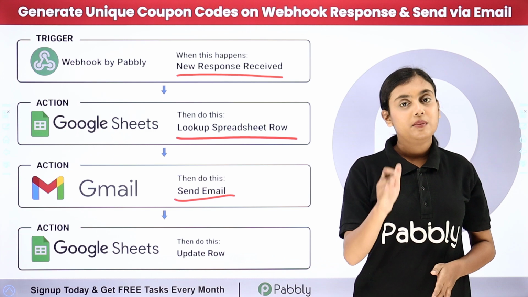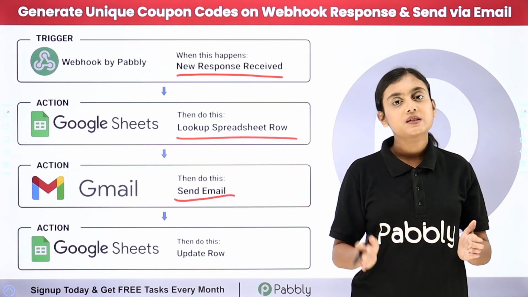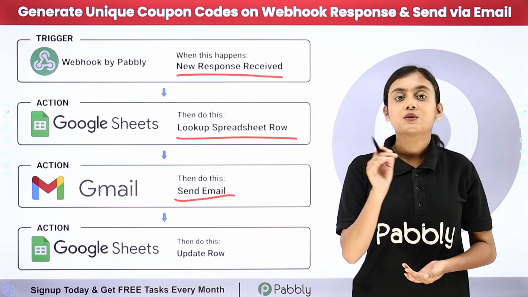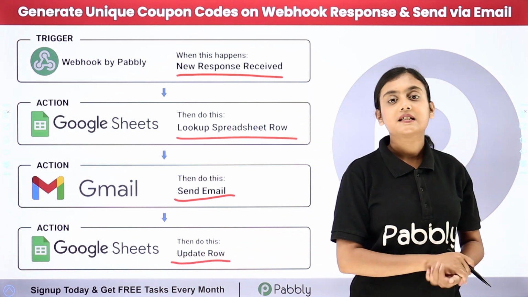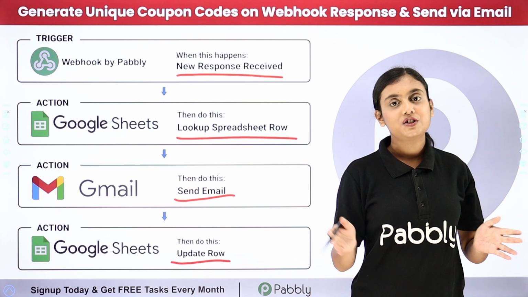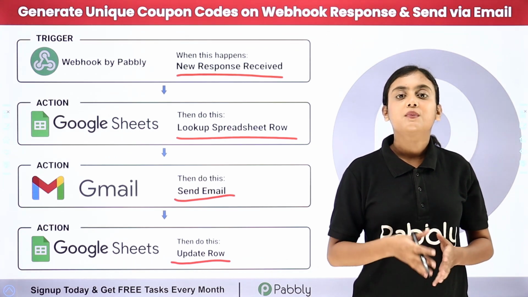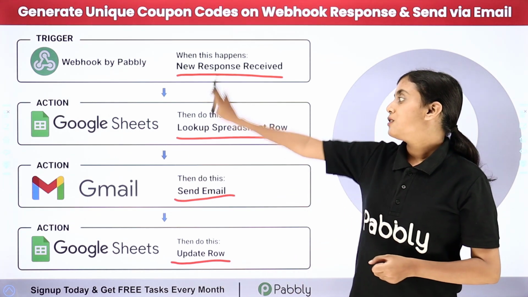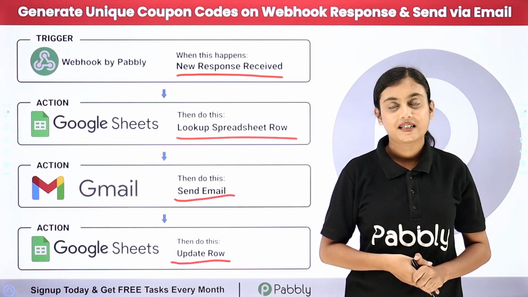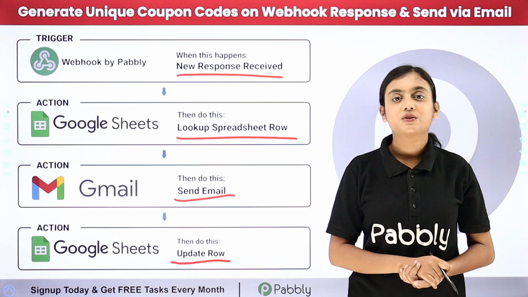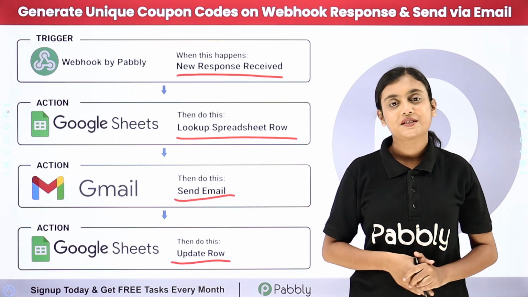And as an email is forwarded, the coupon is going to be used by our customer. So we are going to update the status of that coupon code in our Google Sheets as well. For that, we are going to create an automation between all of these applications with the help of Pabbly Connect. So if you want to learn this amazing automation, then let me take you all to my screen.